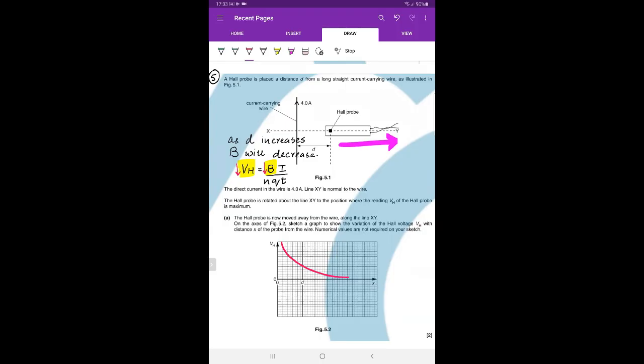ठीक है. So I have broken down my answer into 2 stages. The first stage was as the distance begins to increase, the strength of the magnetic field will start to decrease. And then based on the formula, as B, magnetic flux density reduces, the corresponding Hall voltage must also reduce. So inverse proportionality की वजह से I've constructed a standard shape of graph. वो आप देख लेना. आगे proceed कर रहा हूँ.